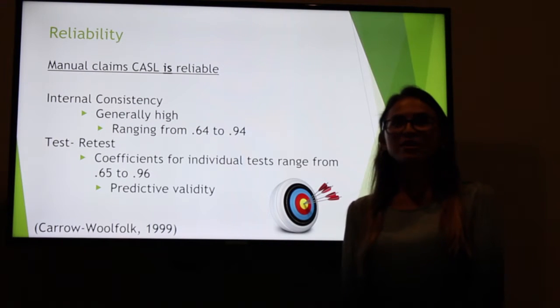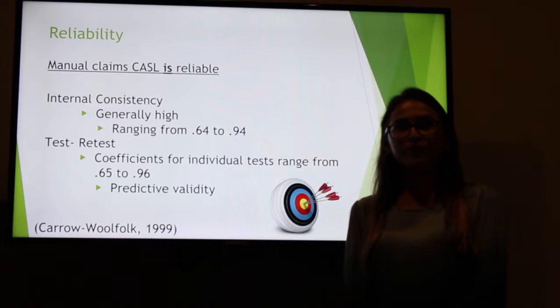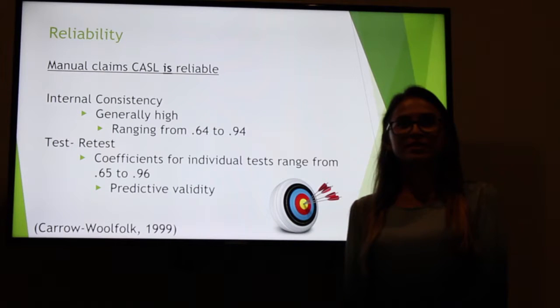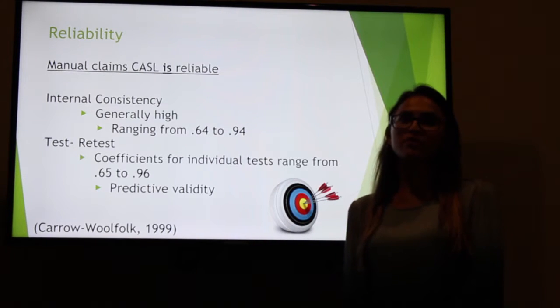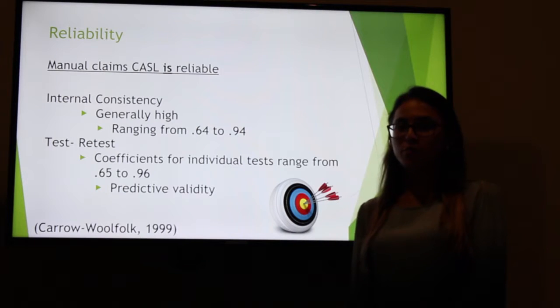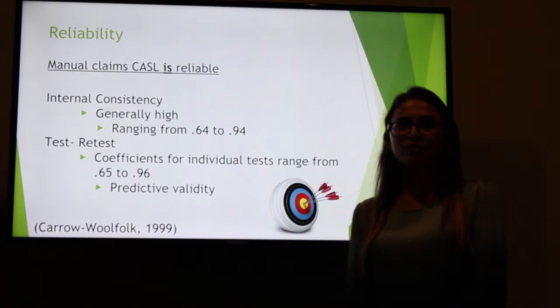Interreliabilities of the CASL test for the age groups at which each test is administered are generally high, ranging from 0.64 to 0.94, with most being in the 80s and the 90s. All reliability data indicates a high degree of homogeneity among items in the test. Within the manual is a list of reliabilities based on the age for all subtests. Test-retest reliability coefficients for the individual tests range from 0.65 to 0.96.